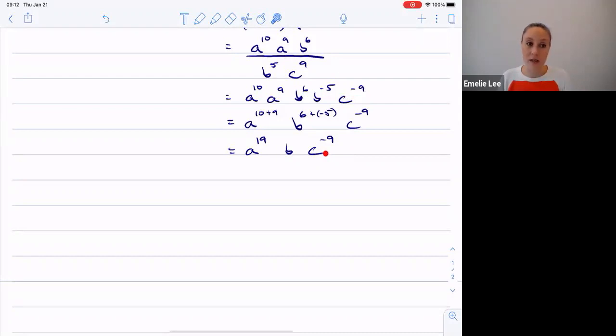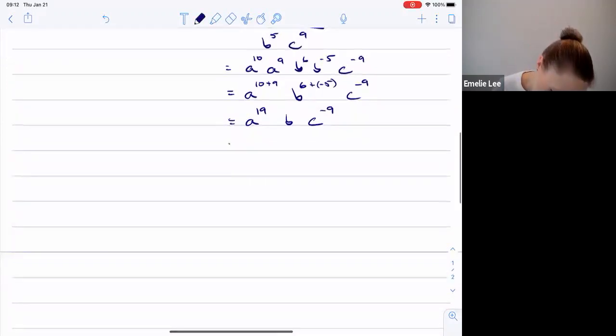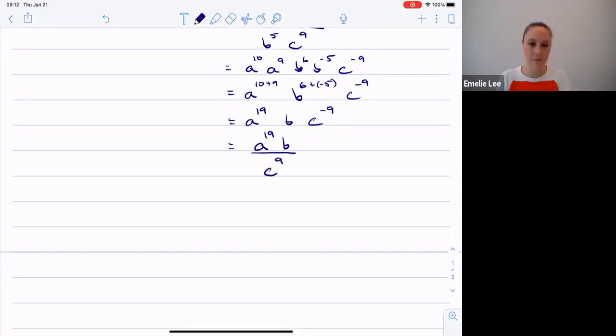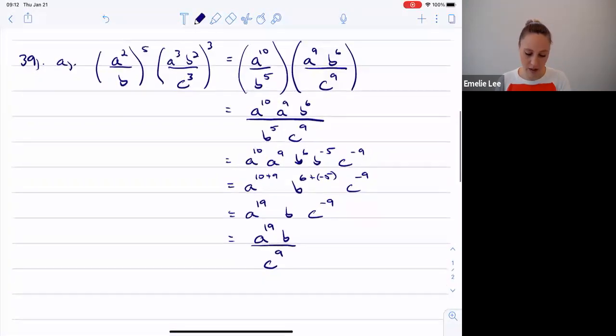To eliminate the negative exponent, I have to bring this c to the power of 9 downstairs. So I have a to the 19 times b divided by c to the power of 9. Good. So really practice those exponent laws, and we're going to keep working with exponent laws. We're going to make it a little bit harder with radicals. But the rules stay the same.